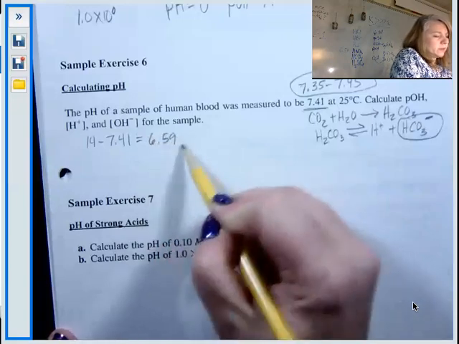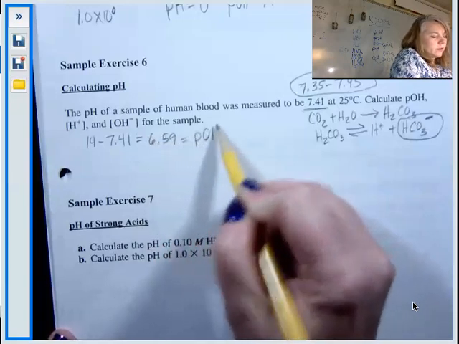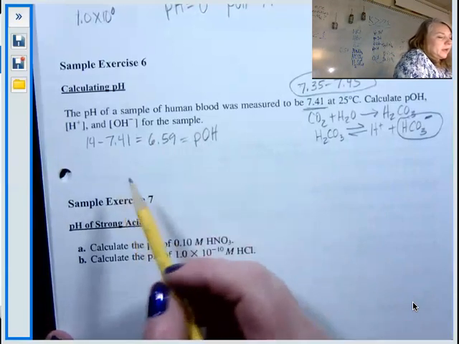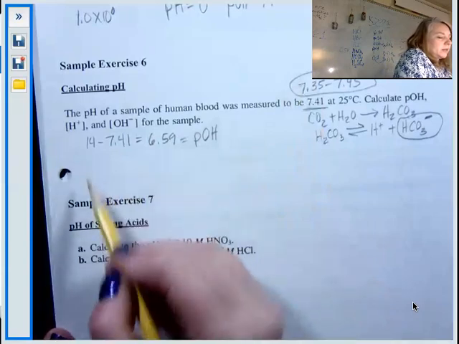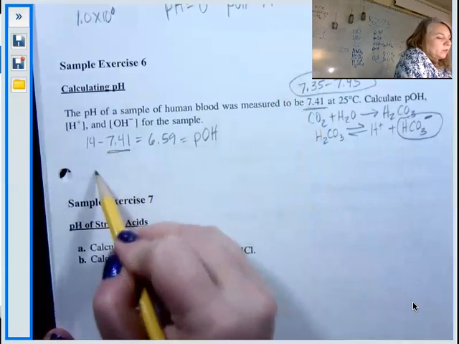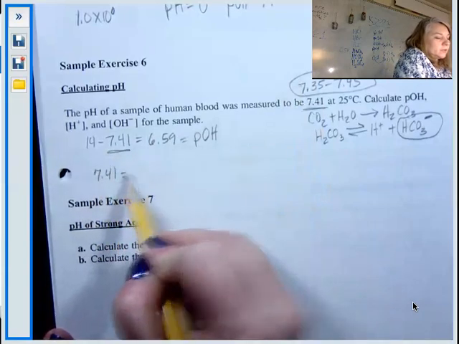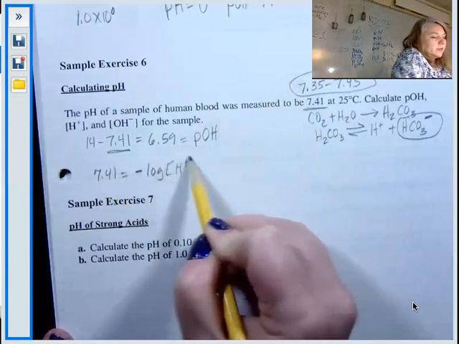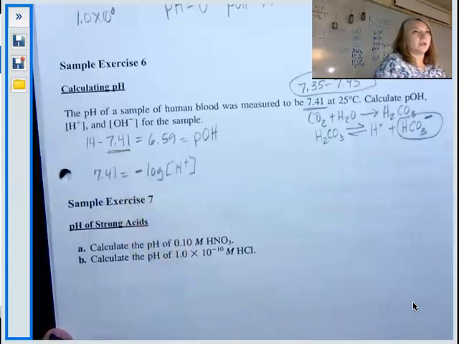6.59. Okay, so that's our pOH. Now we've got to calculate the hydronium and the hydroxide. I'm going to show you a quick and easy way to do this with your calculator. If you've got the pH formula and you're going to go backwards with it, pH is 7.41, and that's equal to the negative log of H positive. So how do you move the negative log over here?